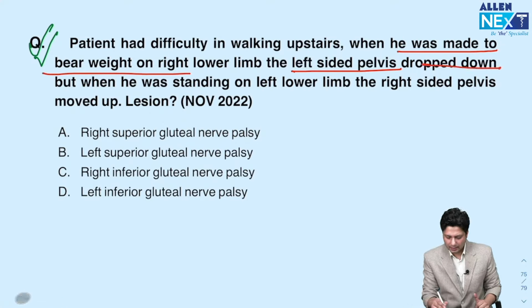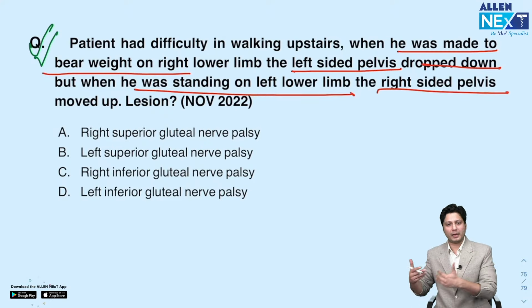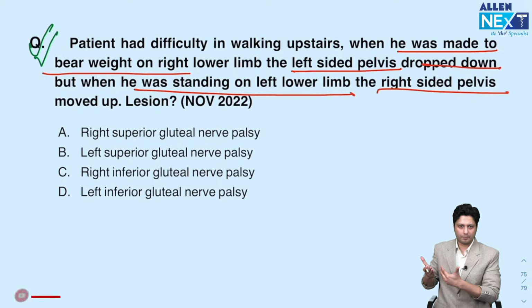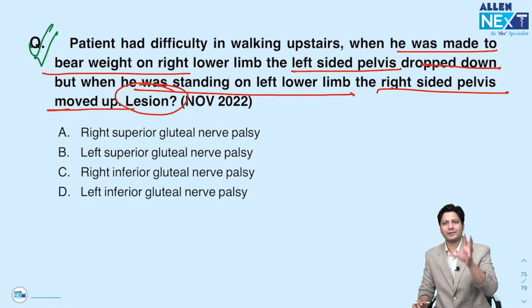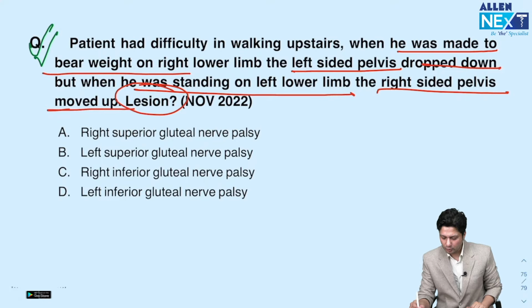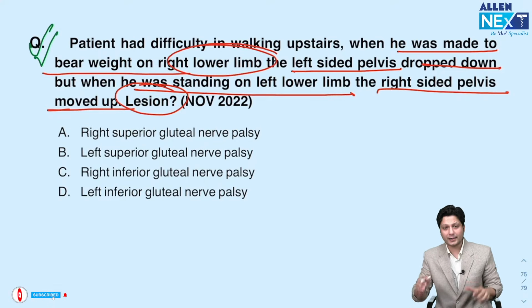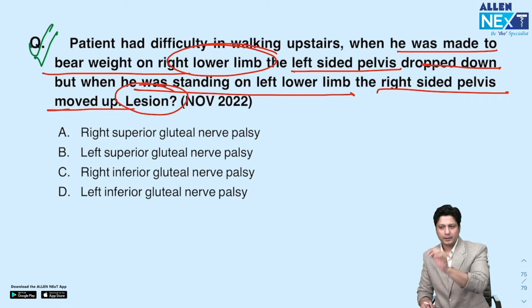But when he was standing on the left lower limb, the right side of the pelvis moved up. So before we even read this question, first of all we have to decide which side is affected. Remember, when he was made to bear weight on the right lower limb, the left side dropped down. It means that the pathology is on the right side. So the abductor mechanism of the right side is affected.